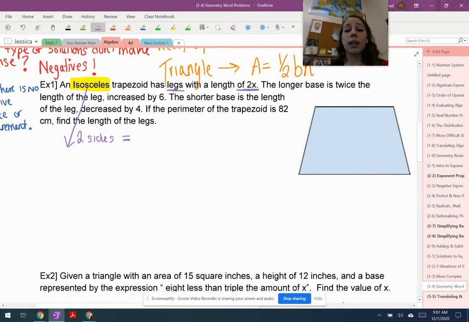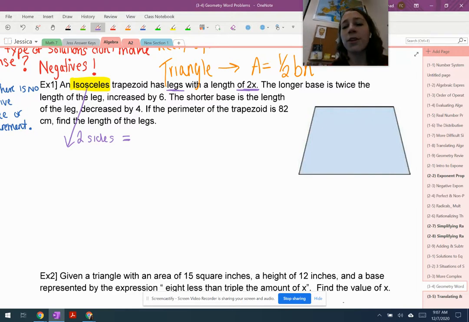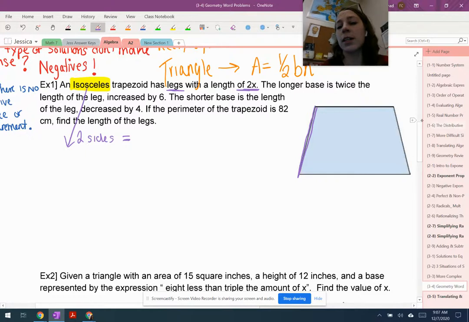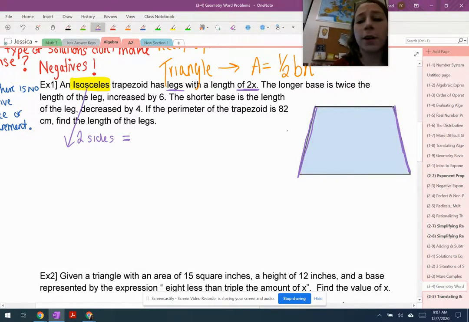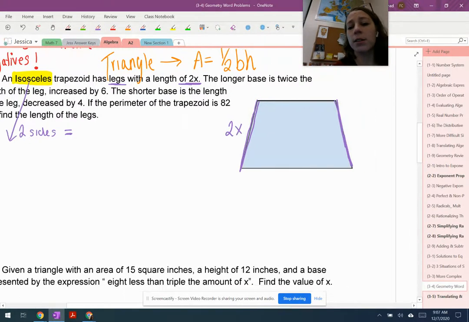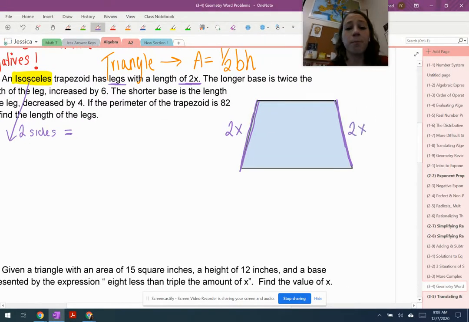So if I'm looking at my diagram, which again, you should always be drawing a diagram of what you're dealing with because it just makes things a lot easier. So the legs of my trapezoids are these pieces right here that I outlined in purple in my diagram. So I'm going to go ahead and mark those as 2x because that's what they're telling me in the problem.